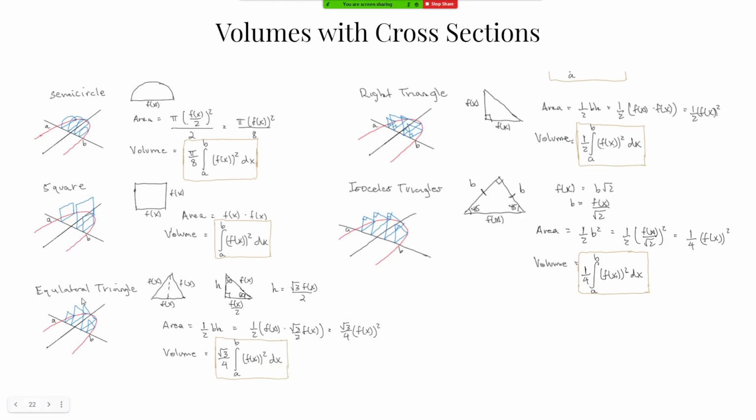How would you know when to use an equilateral or right triangle? They'll tell you. Okay, good. Did you think we had to just guess?